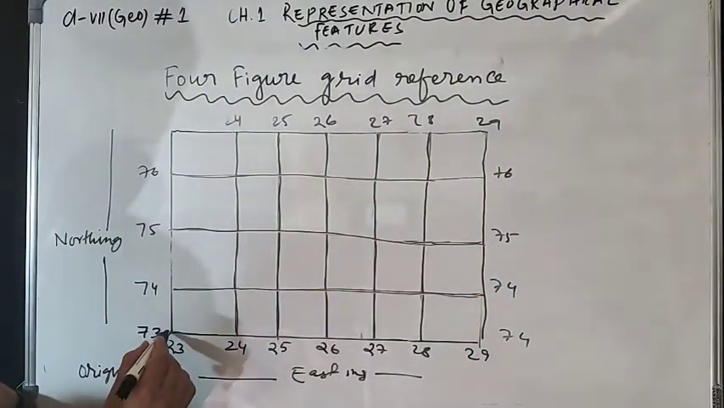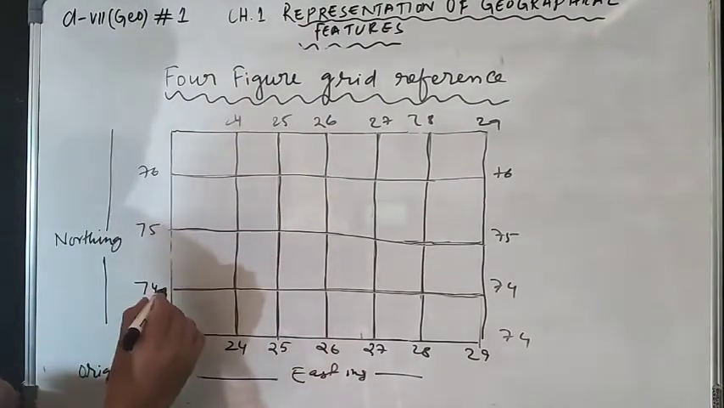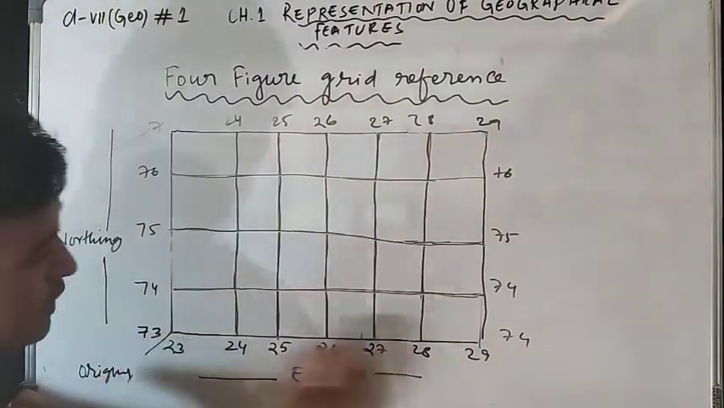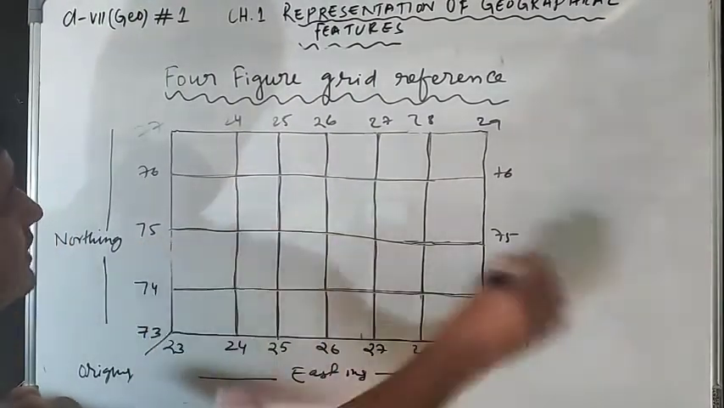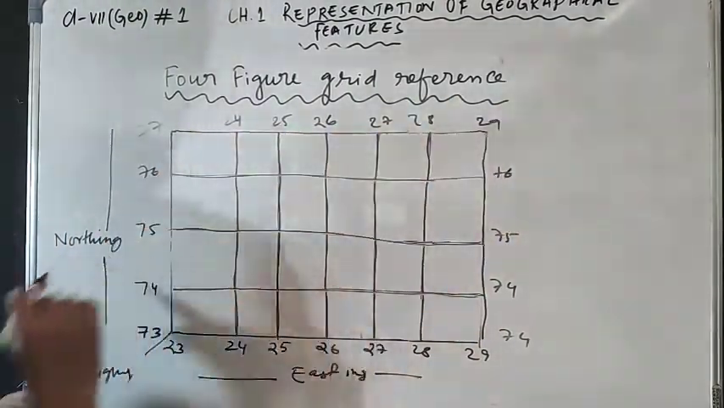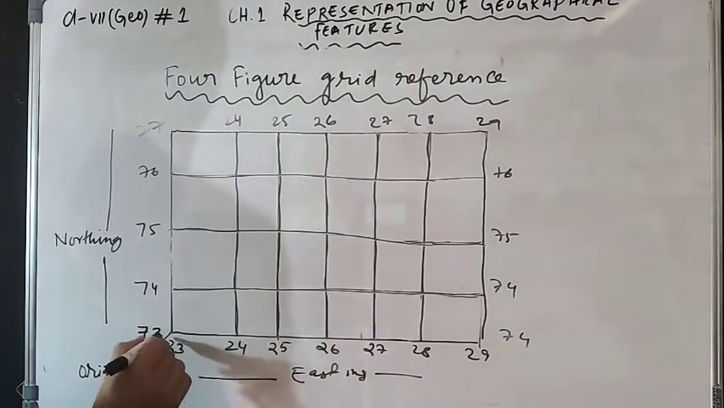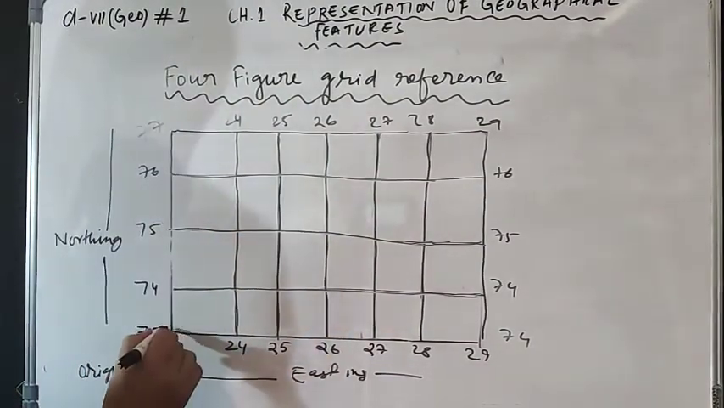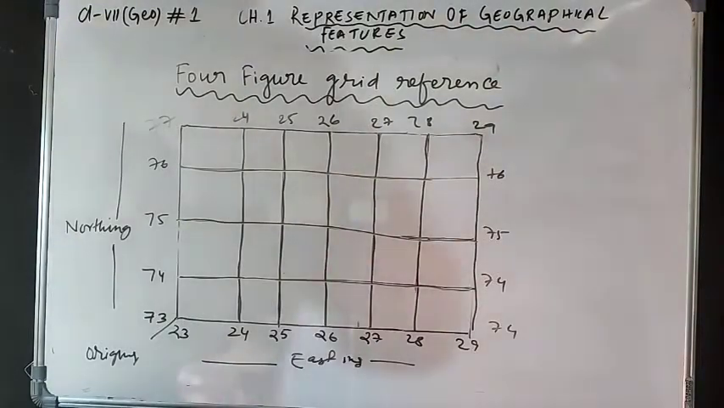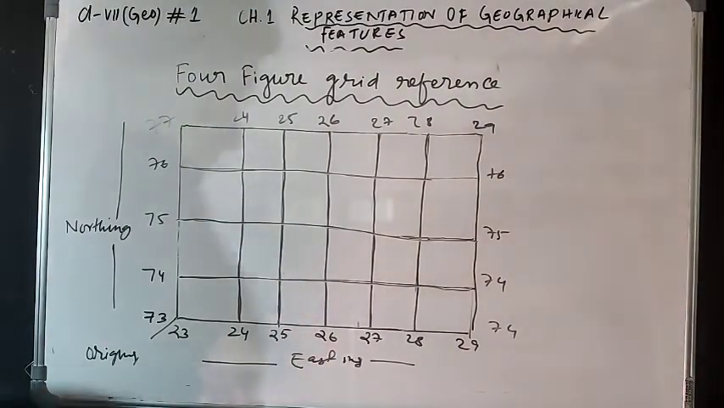Similarly, northing also moves from the origin towards the north. So all these horizontal lines 73, 74, 75, 76 and 77 are northing and they move from the origin towards the north. This grid reference is used to locate a physical feature by using a 4-figure grid reference. Now I am going to tell you how to find out the 4-figure grid reference on the topographical map with the help of northing and easting.